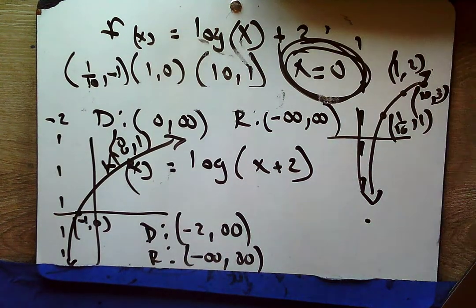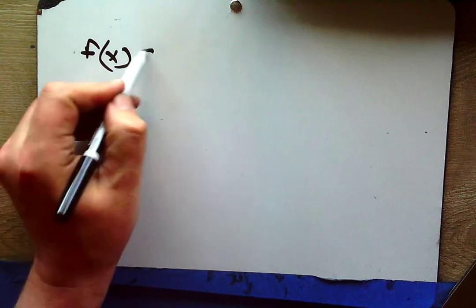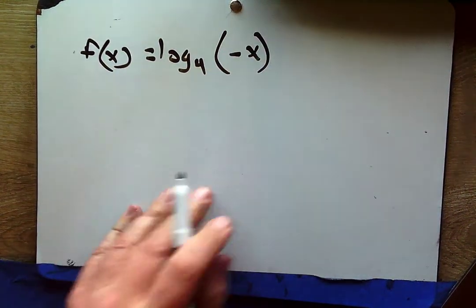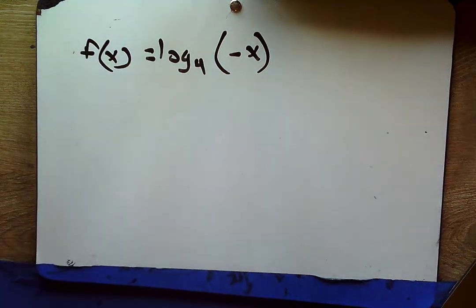Why don't you try this one? What's the domain of this one? F of x equals log base 4 of negative x. Please find the domain for that.